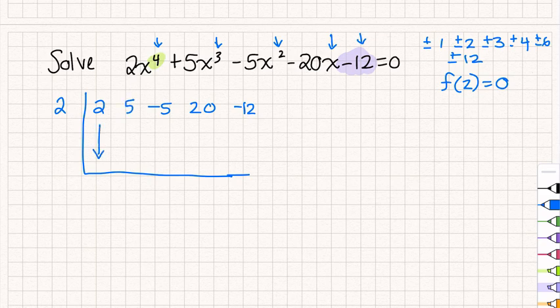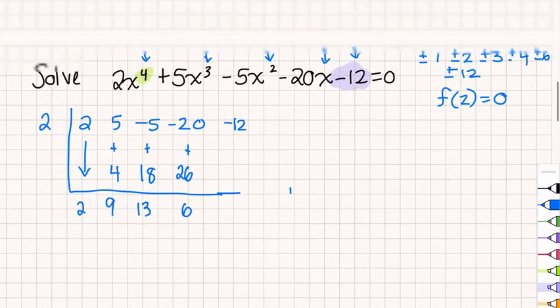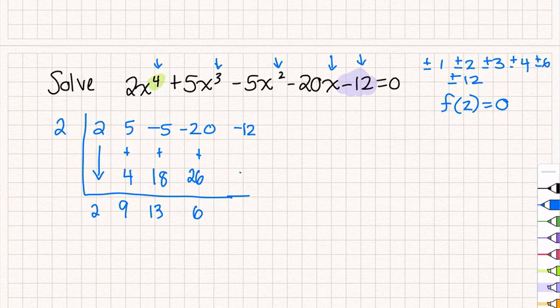Okay, so let's solve. So we bring this down. We have 2, we're going to multiply 4, add, and we get 9. Multiply 18, add, we get 13. Multiply 26, and then we add, sorry, this is negative 20, add, and then we're going to get 6. And then multiply 12, add, and we get 0.